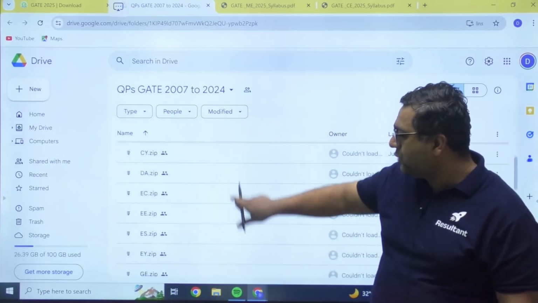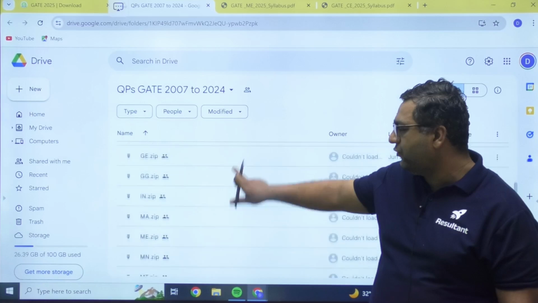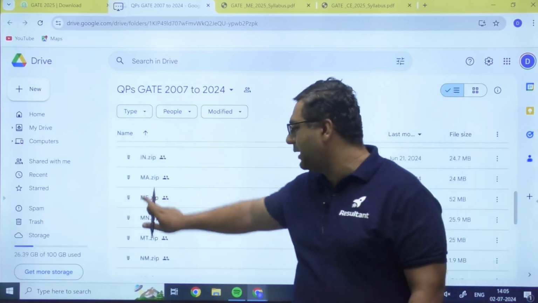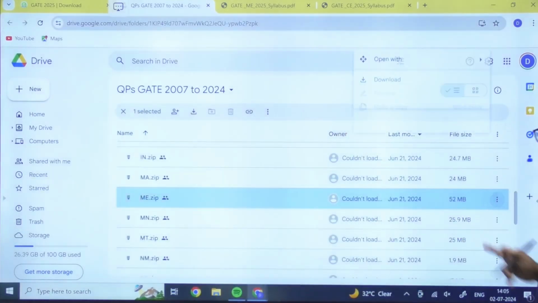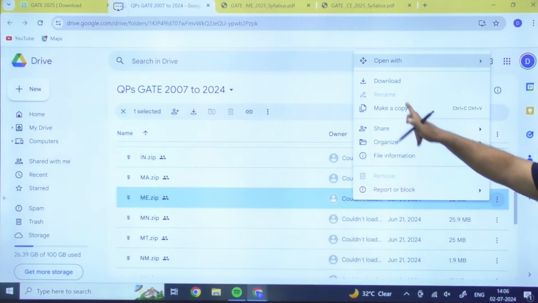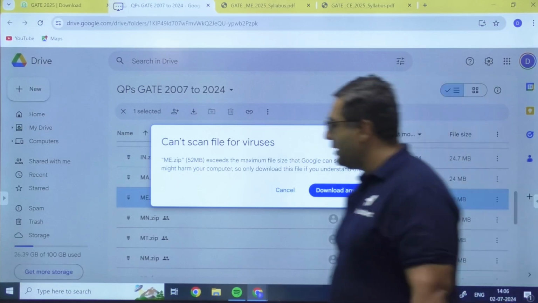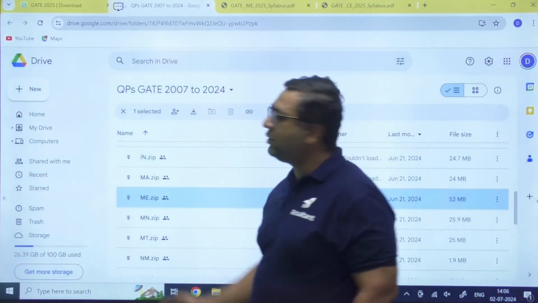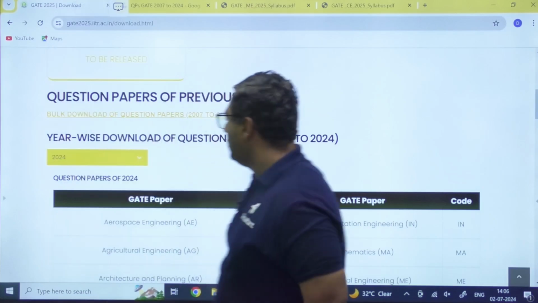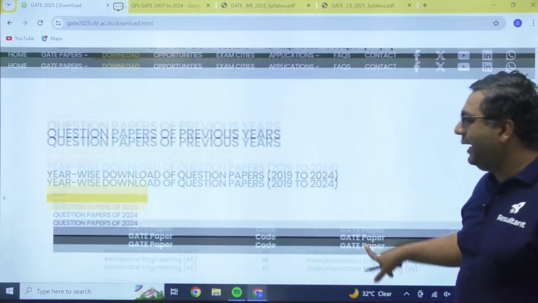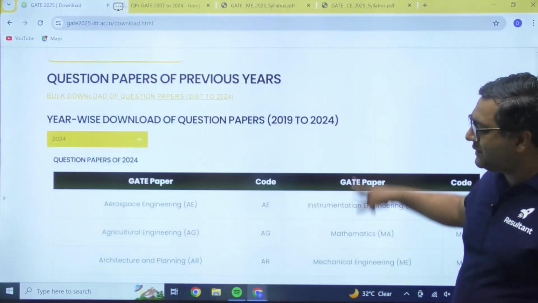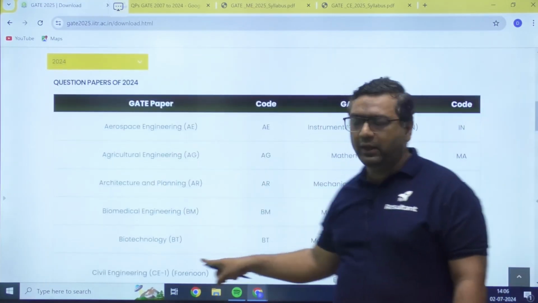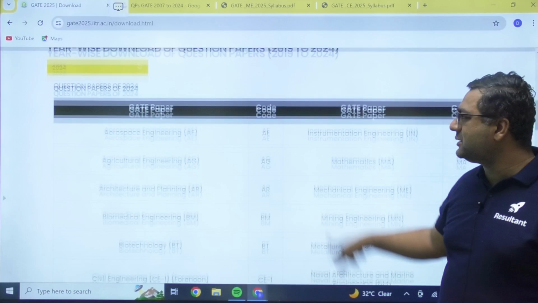You can just click on the one zip file of your paper code. Like I am choosing mechanical, so if I choose mechanical, there is an option to download. If I download this, I will get the complete papers from 2007 to 2024. That is how they have given it. And if you just want the last year paper, then you can go directly here. Just by clicking, you will get the last year paper.